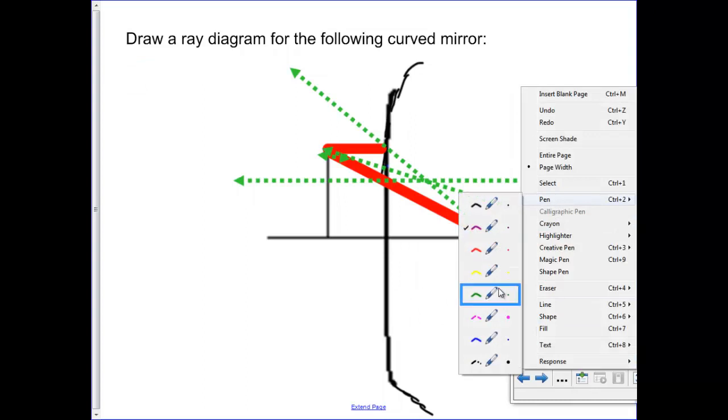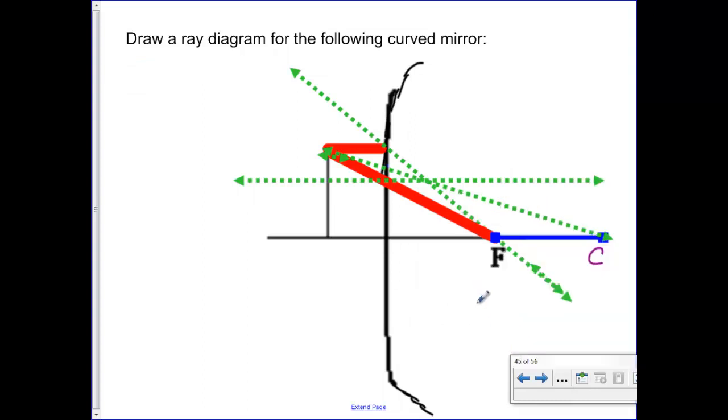Where is the image now? Yes. So here is where my object was. Here is where I will perceive the image to be. Is that something you guys can replicate?